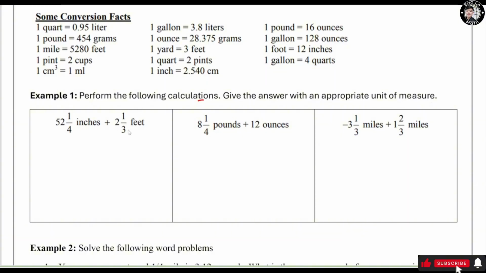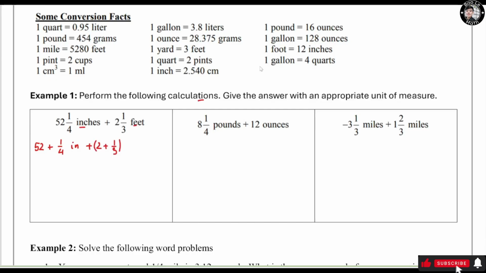So suppose we're going to convert from the large units to the small units. So this one is inches less than feet. We need to convert it to inches, right? So we have 52.14 inches. We can rewrite this one as 52 plus 1 over 4. 2 1/3 feet can be written as 2 plus 1 over 3 altogether.